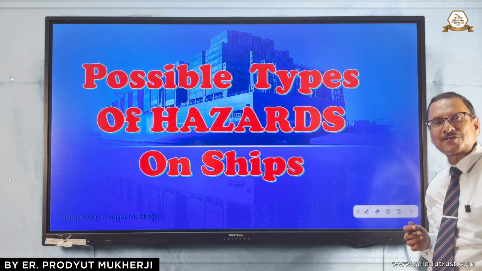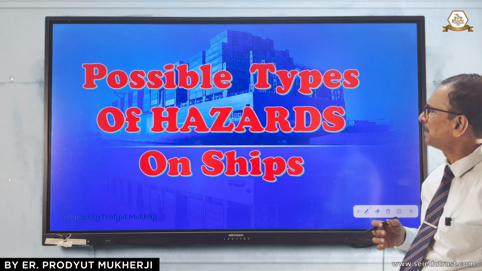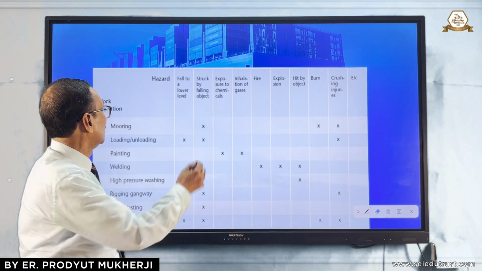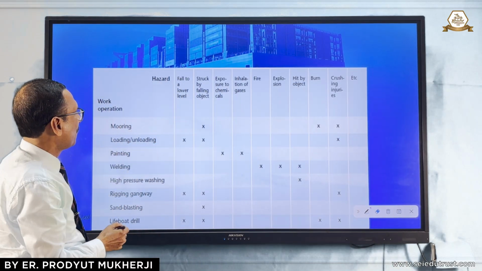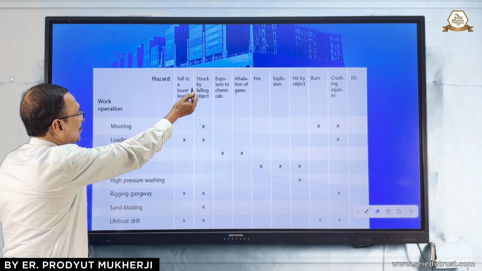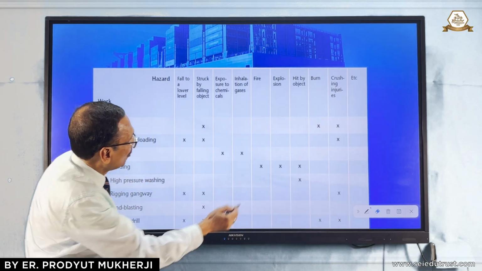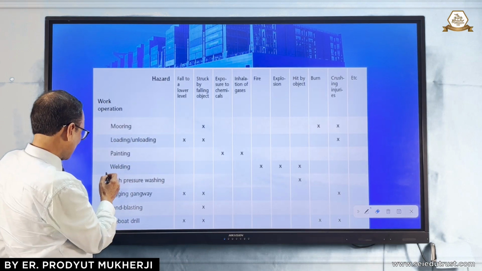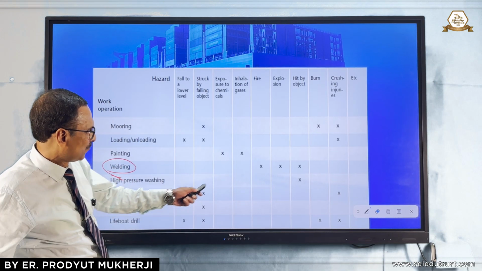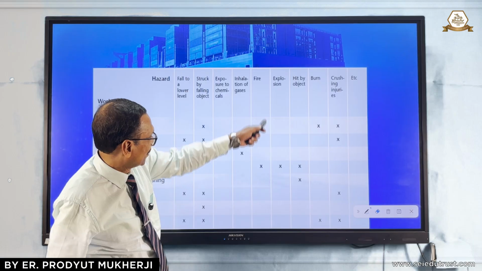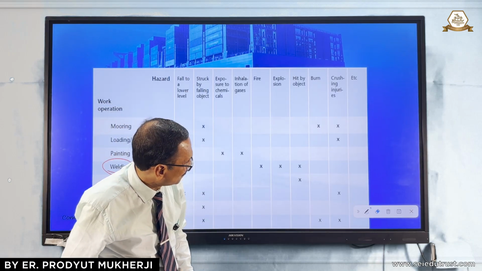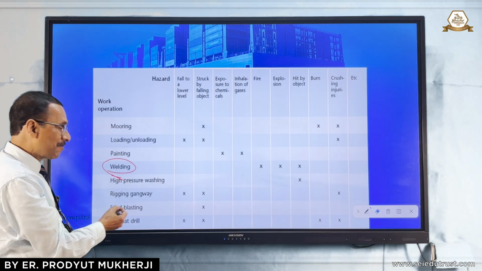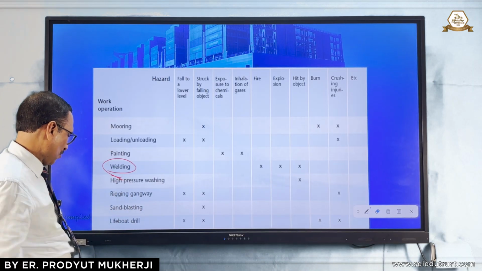Possible types of hazards on ships. Let us see some possible types of hazards. Okay, this is a simple table. Let us say during mooring operation, the hazard would be struck by falling object, or there can be burn, crushing injuries. Let us take welding. What would be the hazards? Fire, there could be explosion, there could be hit by object. These are the different hazards for typical shipboard operation.